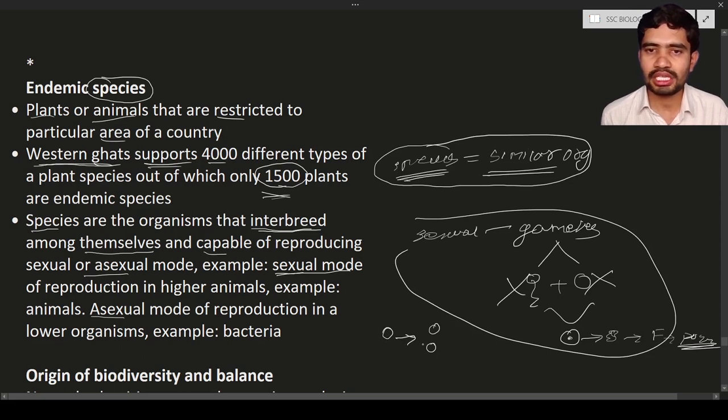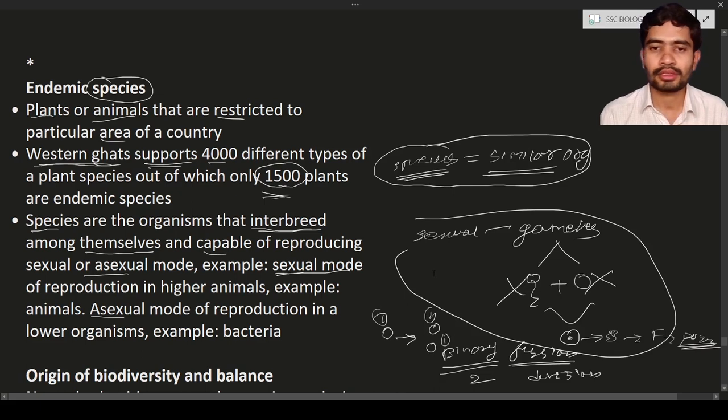This process is known as binary fission. Binary refers to the number two, and fission refers to the division. Here, the division of a cell into two. One cell is going to divide into two cells. So this is known as binary fission. It is an asexual mode of reproduction in lower organisms. Okay, this is the difference between sexual and asexual mode of reproduction.